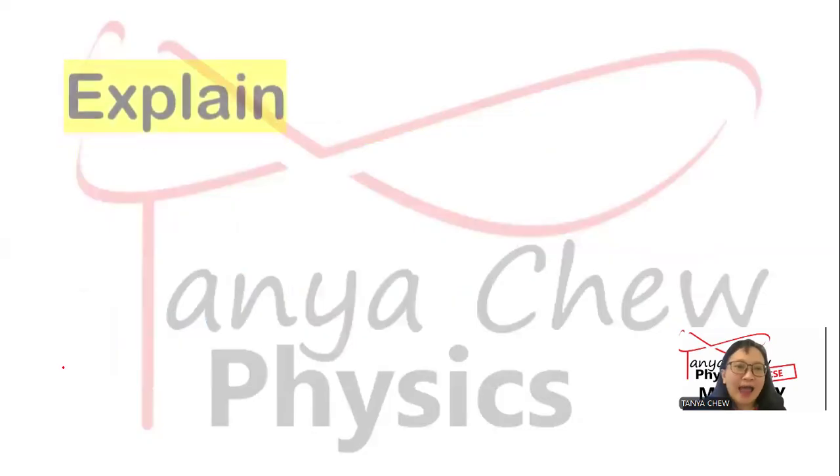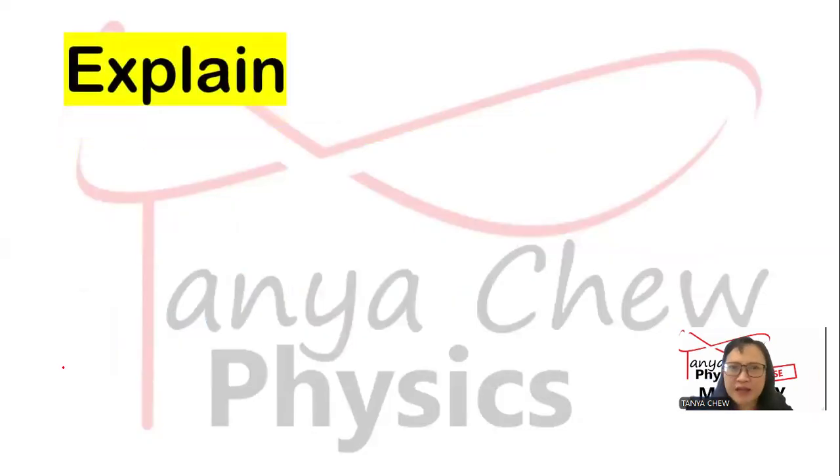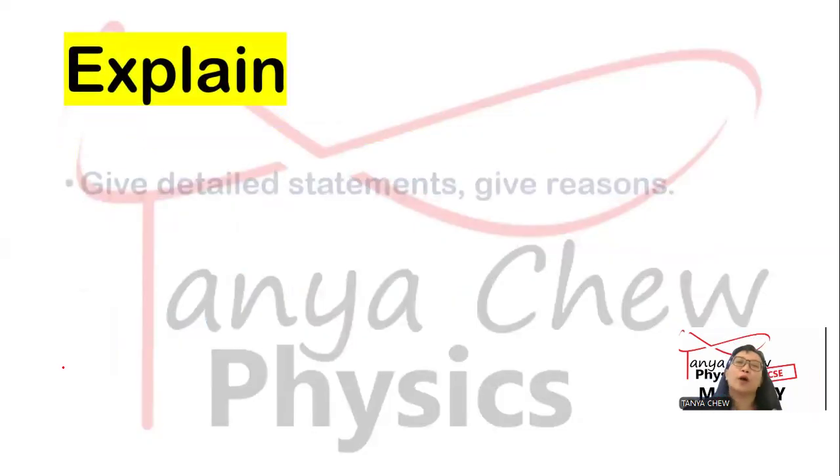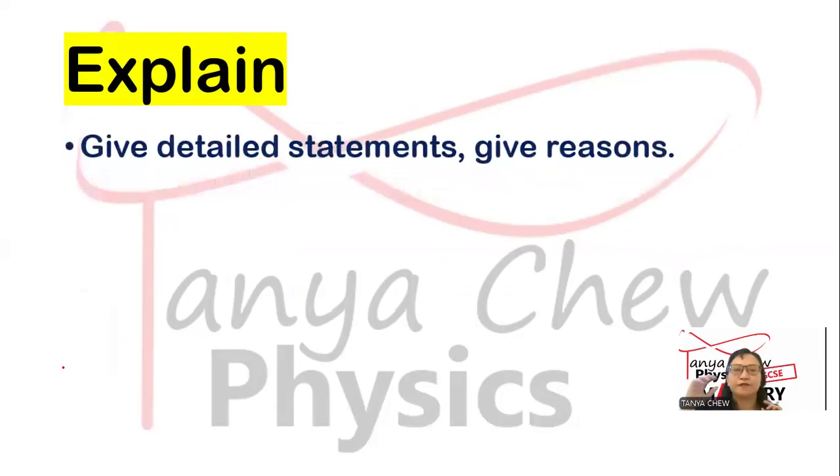And explain. Give me the explanation that I need. What is explanation? You need to give detailed statements. Give reason why you are doing this, why this is happening. That is what we call explanation.